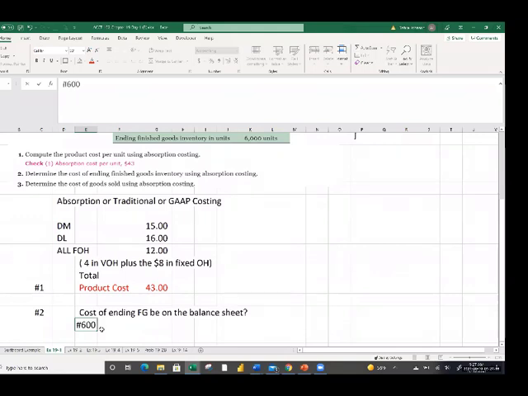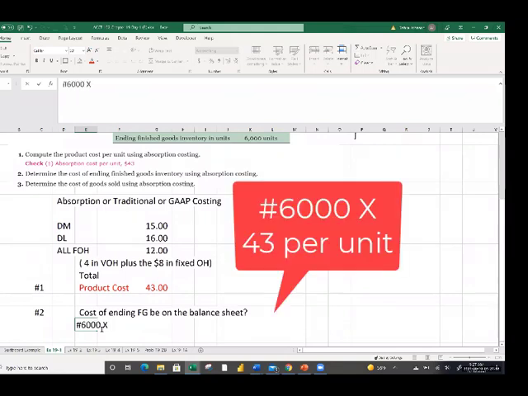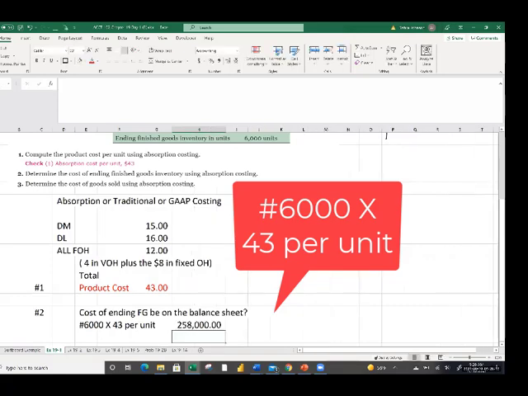So we would take those 6,000 units and multiply it by that $43 per unit that we got up above in red. And so that would be easy for me to calculate. 6,000 times 43 would be 258.